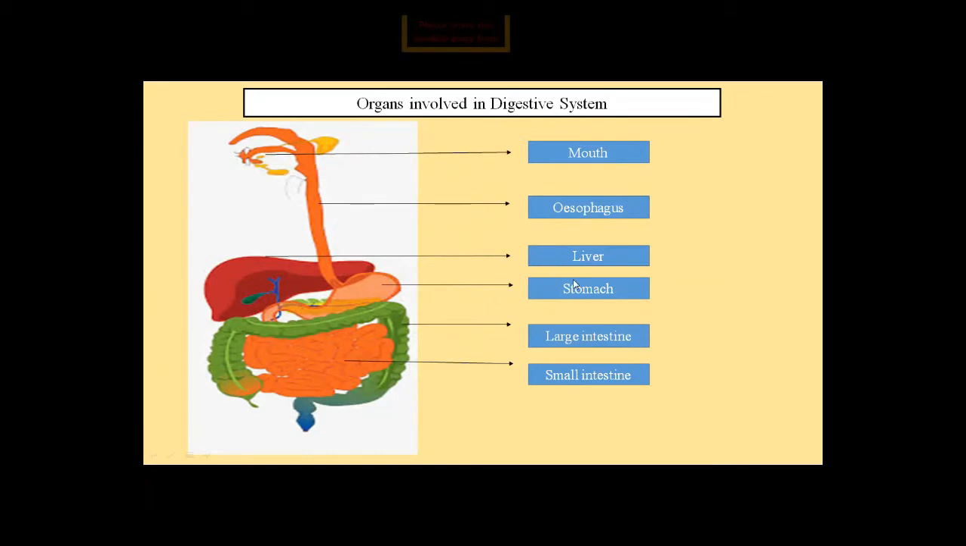The liver is an organ that is indirectly involved in the digestive system. But the main organs that are involved in the digestive system are the mouth, esophagus, stomach, small intestine, and large intestine. Now, get ready for one activity.